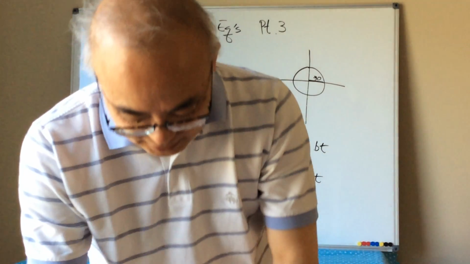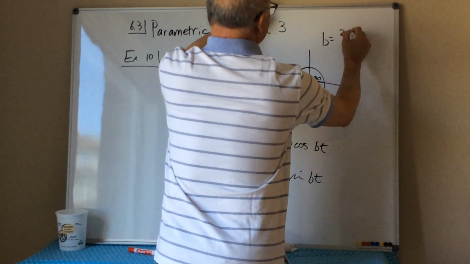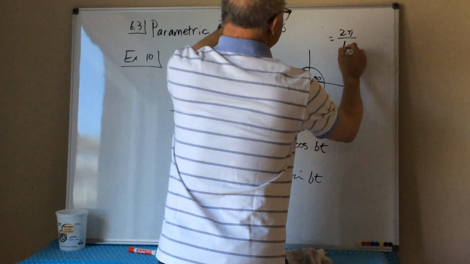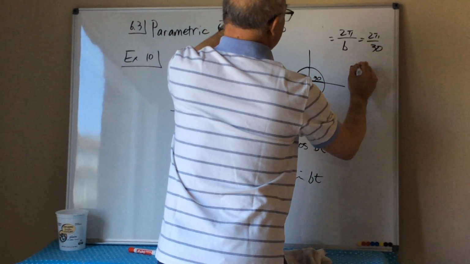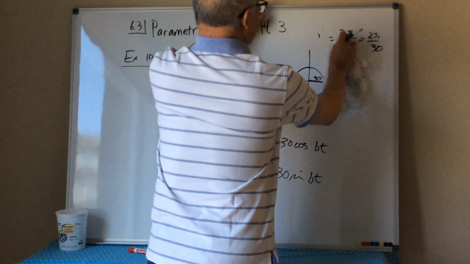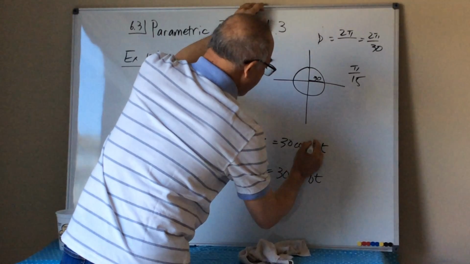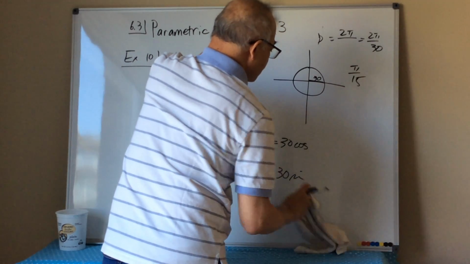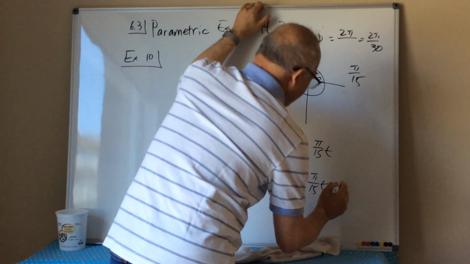The period is every 30 seconds, 1 revolution, right? The period is 2 pi divided by b, so b is going to be 2 pi over 30, which is pi over 15. So you're going to get pi over 15 t.